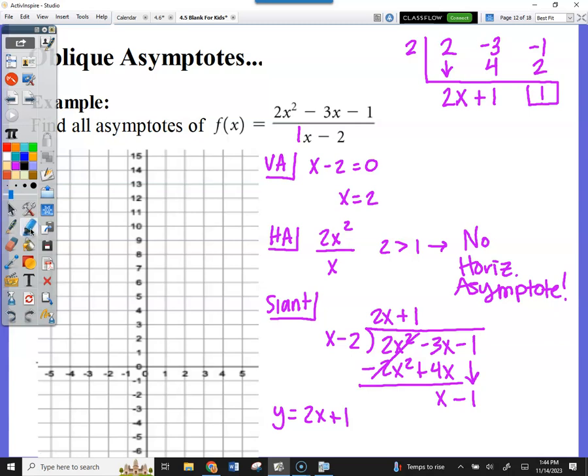So you got a vertical at 2, and the slant is 2x plus 1. So plus 1 is b, rise 2, run 1. I just like to go multiple spots so I can kind of see where the line is. I just drew an arrow. There we go.